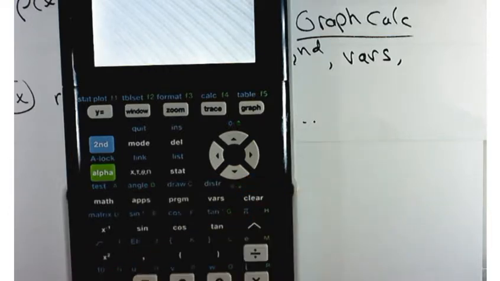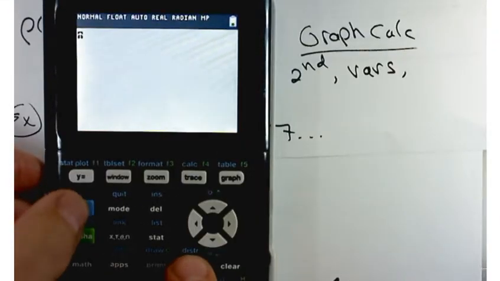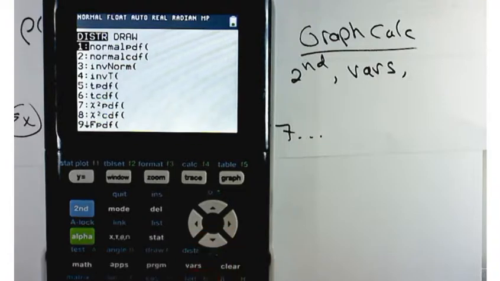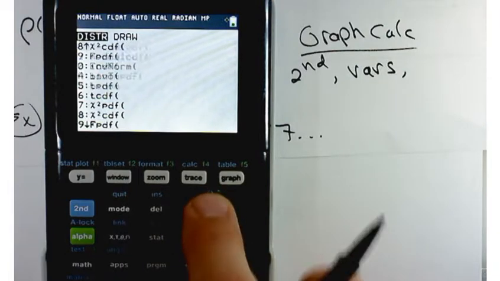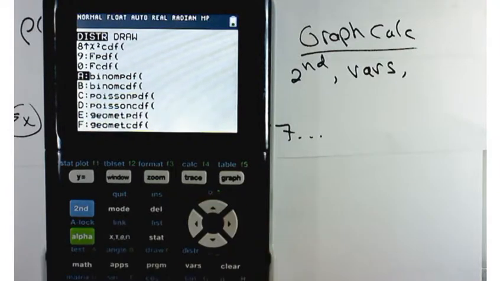Let me see your calculator. Okay. If yours is not up to date with the operating system, that's okay. Let's go through this for those people whose operating system is not up to date. So you hit the second key, and then the vars key. I always cursor up rather than cursor down. It's just a little faster to get here.